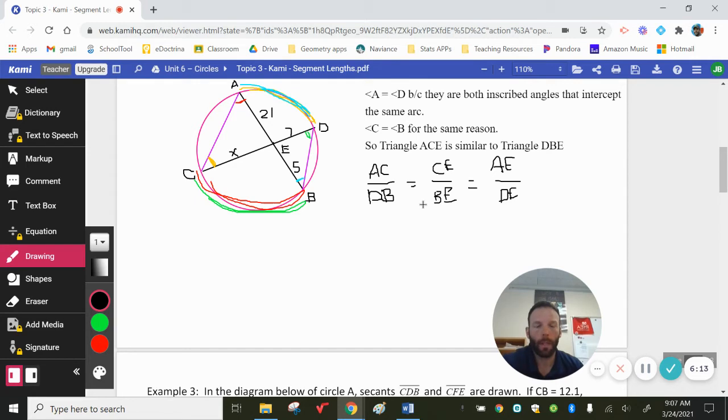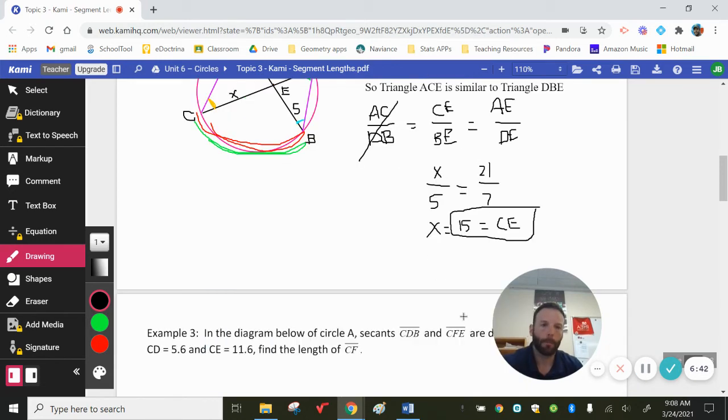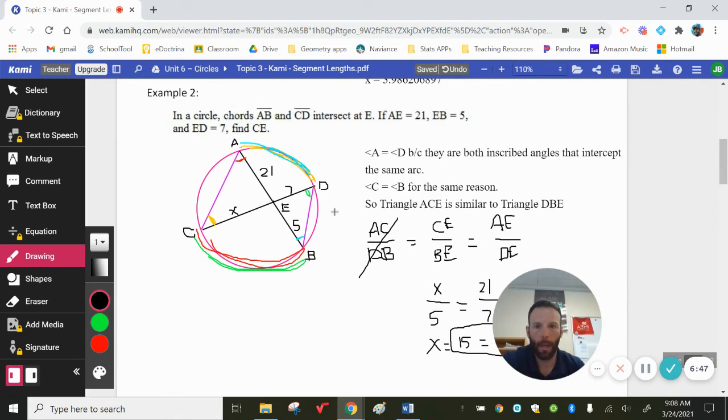So the one I want to get rid of is the one that I don't have any information about. Again, it's the lines that I added to my diagram, the one from A to C and D to B. I'll get rid of that. And then I just substitute what I know. The length from C to E, the one I'm looking for, X, over the length BE, which is 5, is equal to the length AE, 21, over the length DE, which is 7. Okay, so now I can solve this equation. Use your equation solver, cross multiply, do something, solve that equation. So X, the length of CE, is 15, and there's my answer.